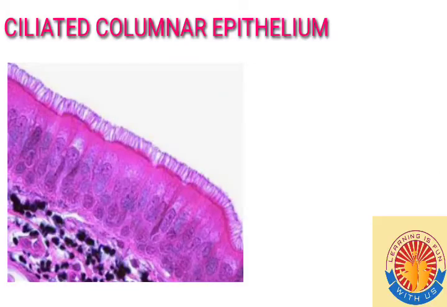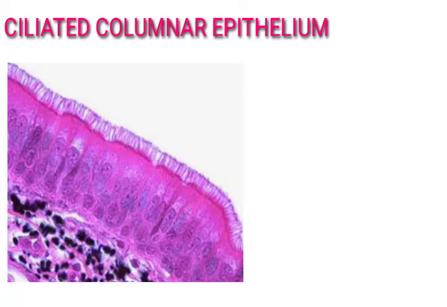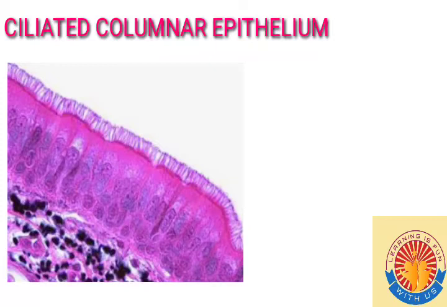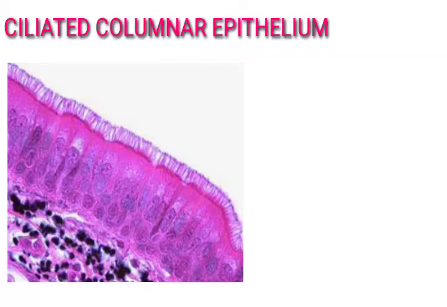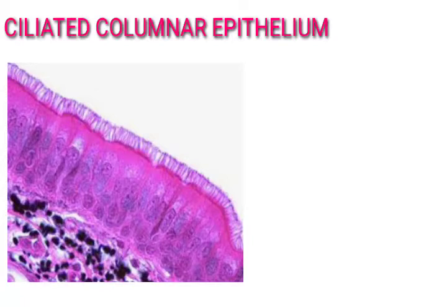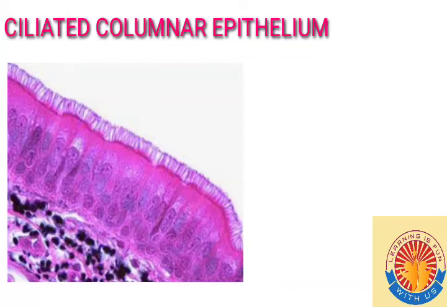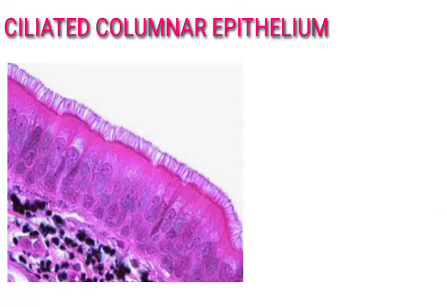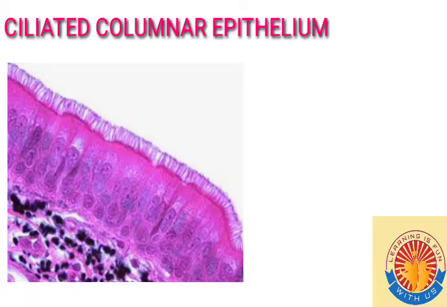Now, ciliated columnar epithelium. When a columnar epithelial cell possesses cilia, hair-like projections, it is called ciliated columnar epithelium. The cilia have the ability to move, and their movement pushes substances forward, like mucus. It is found in the respiratory tract and also lines ducts, sperm ducts, kidney tubules, etc.